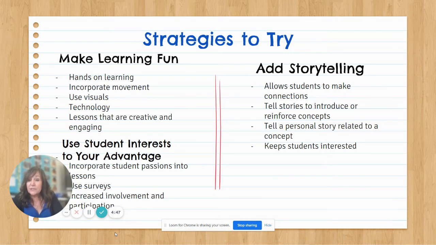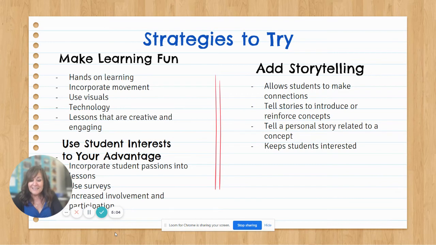Use your student interests to your advantage. Every student has a passion for something. Teachers should use these interests and passions to their advantage by incorporating them into their lessons. Student surveys are a fantastic way to measure those interests.